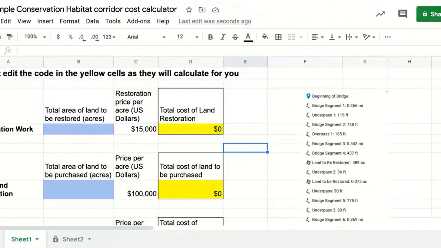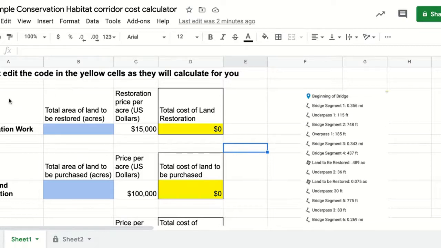This is for the Habitat Corridor Conservation Project, an example of how to work the cost calculator to figure out how much your conservation project is going to cost. I took a screenshot of my maps, the side that shows all of the bridge segments and how long they are, and overpasses and whatnot. You don't have to do this. You can toggle back and forth from tab to tab. I just inserted this picture so that we could all see it together and where this is coming from.